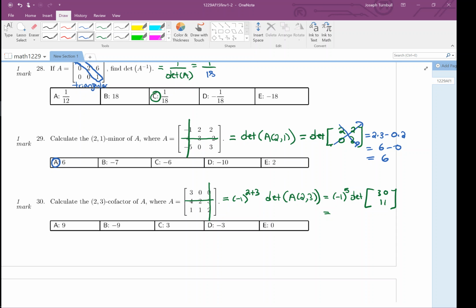And we use the same formula, down product minus up products. Negative 1 to the 5 is negative 1, since 5 is odd, and then multiplied by 3 times 1 minus 1 times 0. So negative 1 multiplied by 3 minus 0. Oh, sorry, that's a plus 3 now, minus 3. 3 minus 0, so negative 3. Option D.